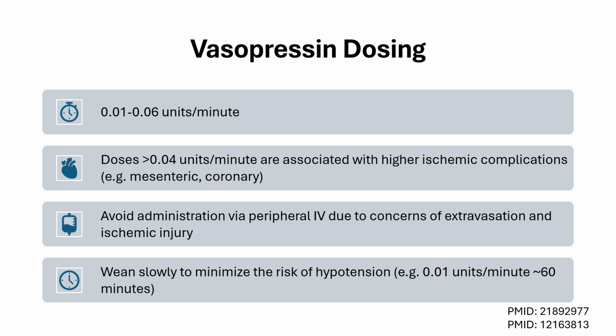Of note, sometimes this medication can be given as a bolus, especially in the dire circumstances of the operating room when the patient is hypotensive. Just a factoid, a 1 unit bolus is equal to approximately 25 minutes of 0.04 units per minute infusion of vasopressin. Something to keep in mind.